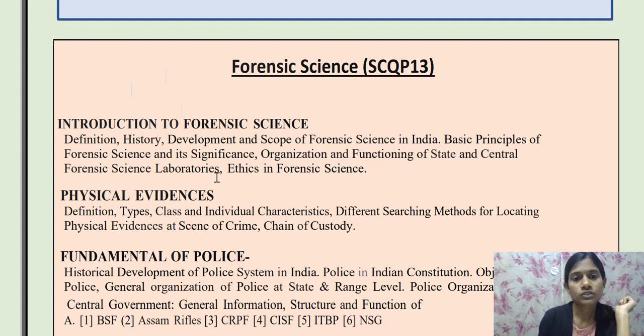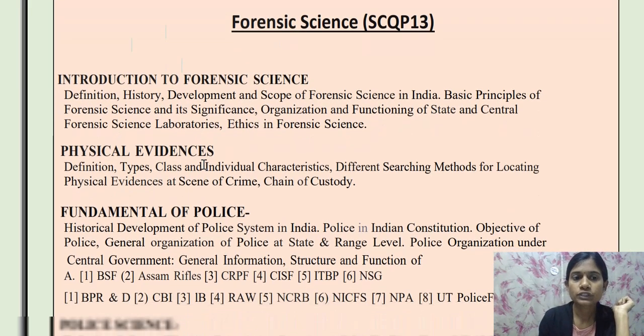So coming back to the syllabus, introduction to forensic science. I am again mentioning, if you are from a BSc forensic background, you can easily understand. But if you are from a non-forensic background, just for understanding the syllabus it may become difficult. But when you go topic by topic, it is very easy compared with other subjects.